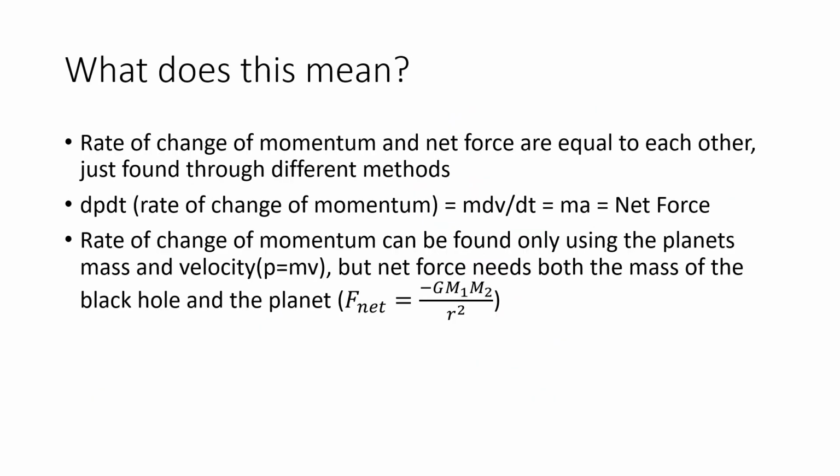And what does this mean? The rate of change of momentum and net force are equal to each other, just found through different methods. The two ways we can find the same thing: dp/dt, the rate of change of momentum, is the same as mass times dv/dt, which also solves to mass times acceleration, equals net force. The rate of change of momentum can be found using just the planet's mass and velocity, but the net force needs both the mass of the black hole and the planet to find the same thing.